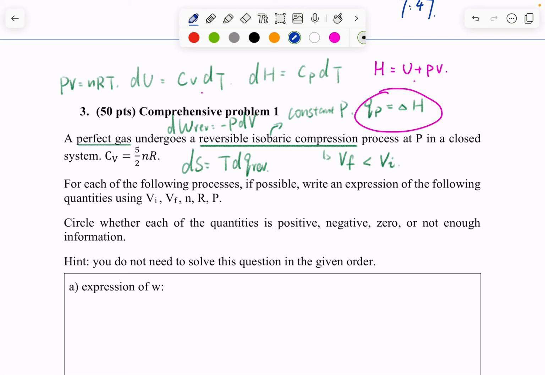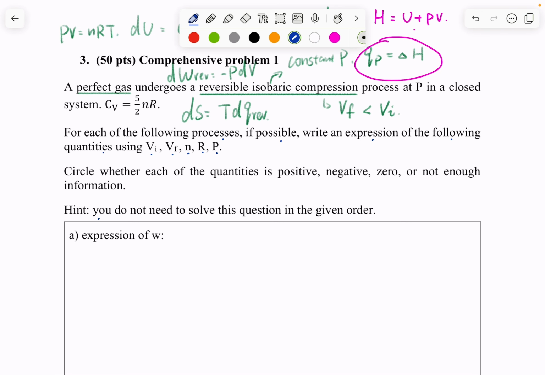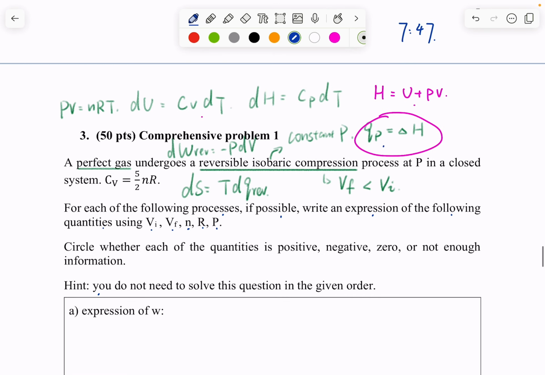Okay, so now we're ready to get started. For each of the following processes, if possible, write an expression of the following quantities using V initial, V final, number of mole, R, and P. Circle whether each quantity is positive, negative, zero, or not enough information. And we're giving you the hint saying you don't need to solve the question in the given order, because again, we have different ways to solve this problem.